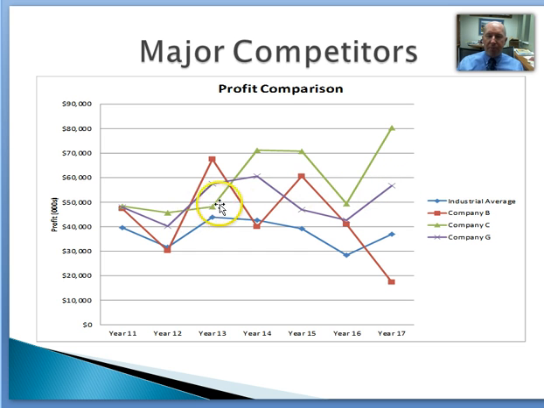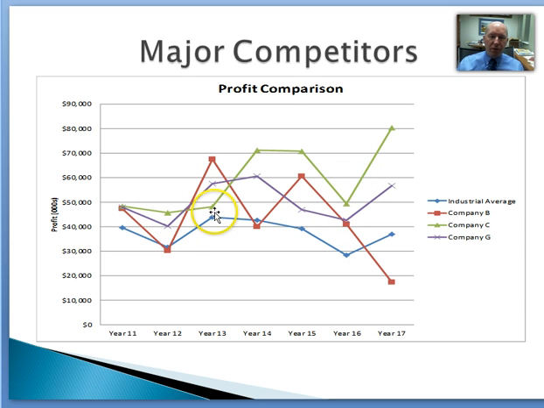A couple other things I like about this slide. You can see that they had a sharp downturn in year 16, and you might say, well, what happened in year 16? But if you look at the industry average, it took a big downturn. Every other competitor also came down. So what this says is there was an industry-wide reaction, probably exchange rate, I don't remember. But by seeing what the industry as a whole did, it can explain some of the inflection points.